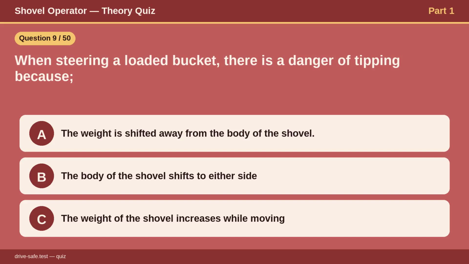Question 9. When steering a loaded bucket, there is a danger of tipping because: Option A. The weight is shifted away from the body of the shovel. Option B. The body of the shovel shifts to either side. Option C. The weight of the shovel increases while moving. The correct answer is option A. The weight is shifted away from the body of the shovel.